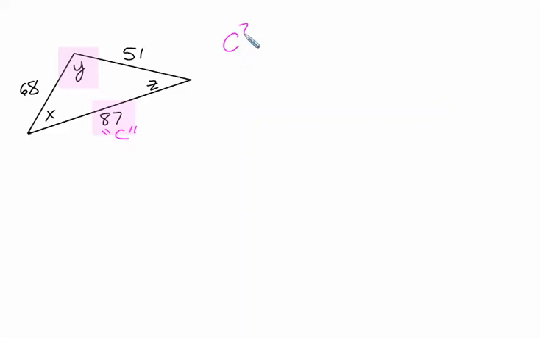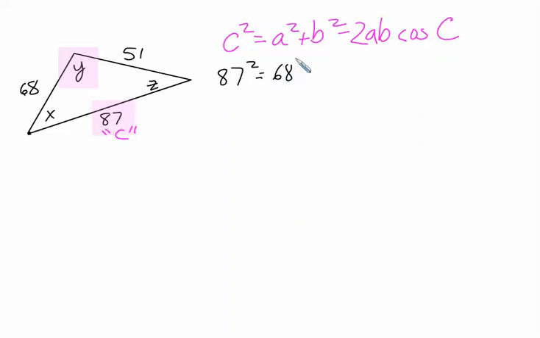Remember, the law of cosines is c squared is equal to a squared plus b squared minus 2ab times the cosine of c. In this case, c is the side length, and then the a and the b are interchangeable. It's the other two side lengths. Doesn't matter which one you put as a and which one you put as b. But then we will put the cosine of y as our number there.